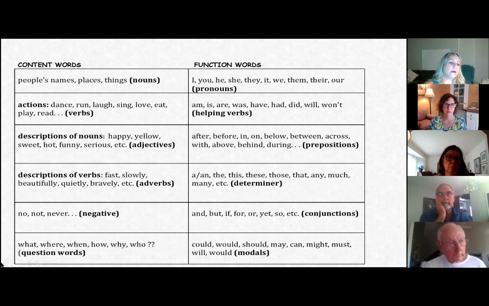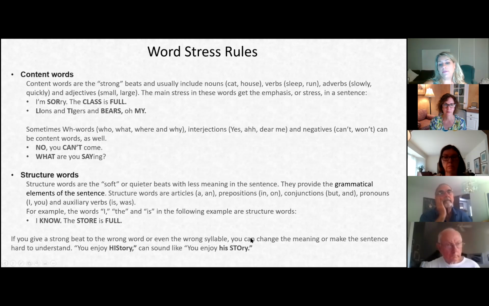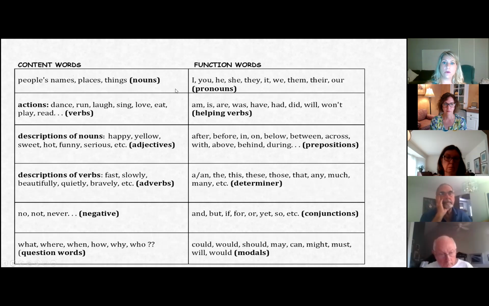Also, let me go back here. Also, notice that if you don't stress it correctly, you may hear it incorrectly. So here's a good example. You enjoy history as opposed to you enjoy his story. Okay, so when you get the stress wrong, you might be looking at something different in the sentence and something else is stressed and therefore the meaning changes in the sentence. Okay, this is just another chart that tells you what content words and function words are. Okay, so it tells you which is which.